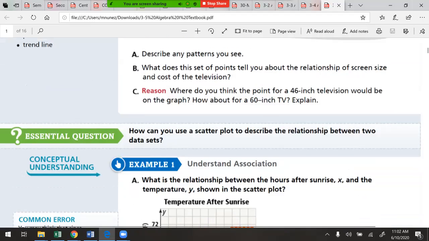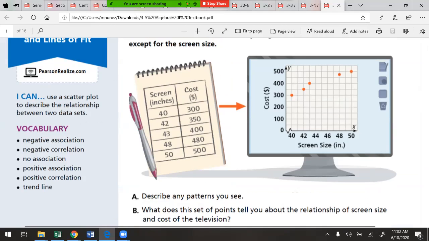So where do you think the point for a 46-inch television would be? Well, it's gonna be higher than the 51, right? Because it's gonna be more expensive than 450 because there's more TV to work with, okay?